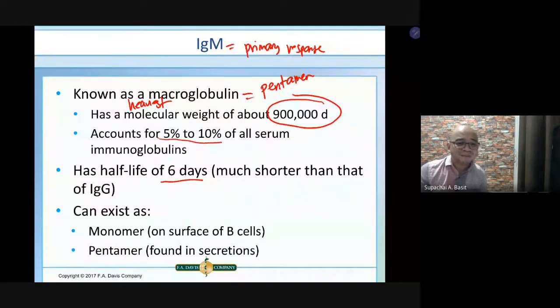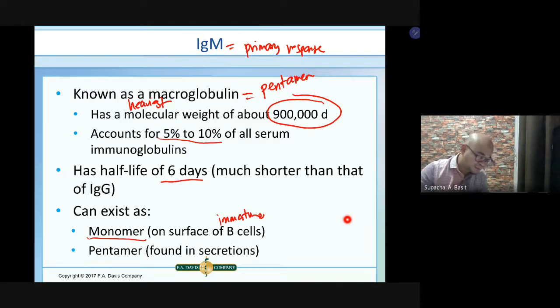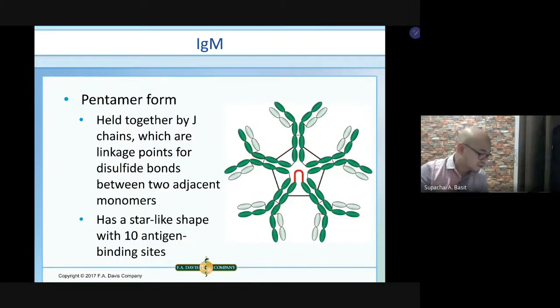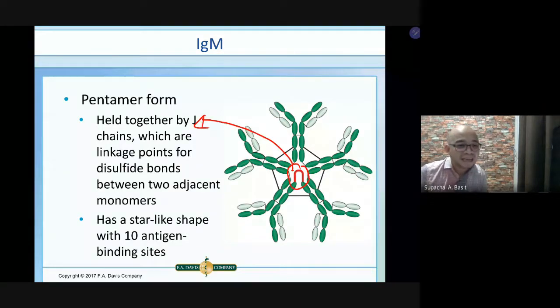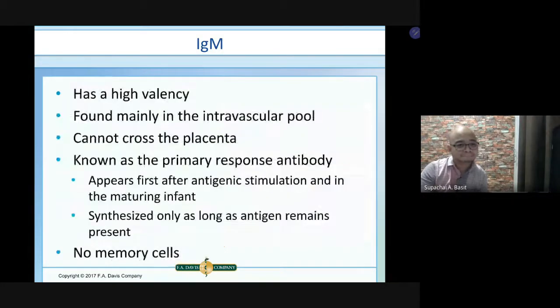During the maturation of B cells, they are monomers. So in immature B cells, they are monomers. However, in secretions, they are pentamers. Meaning to say, you'd expect them to have 10 valences. So the pentamer has a J chain, which stands for joining. This is the linkage point for disulfide bonds between 2 adjacent monomers. And since it is a pentamer, we would expect it to have 10 antigen binding sites. So because of that, it has high valency.